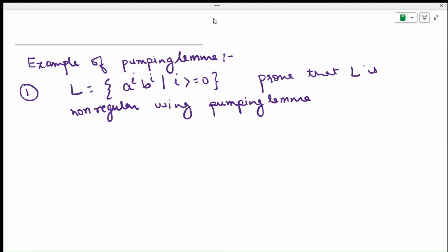Now see this example. We have a language L equals a raised to the power i, b raised to the power i for some i greater than or equal to 0. We need to prove that language L is non-regular using the pumping lemma. So for that, in step 1, assume that language L is regular.